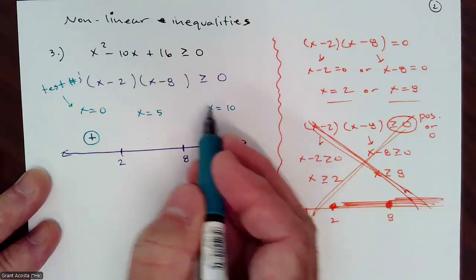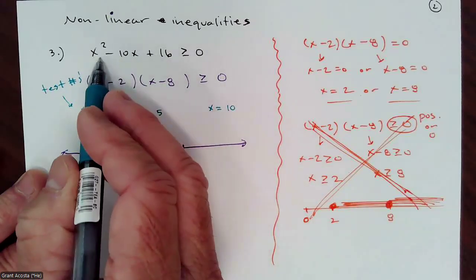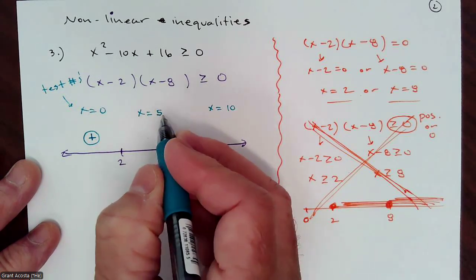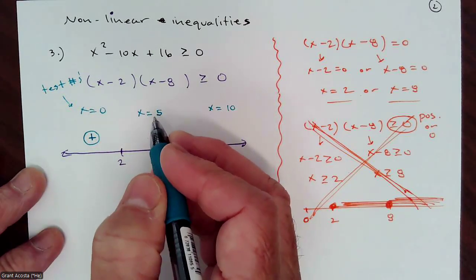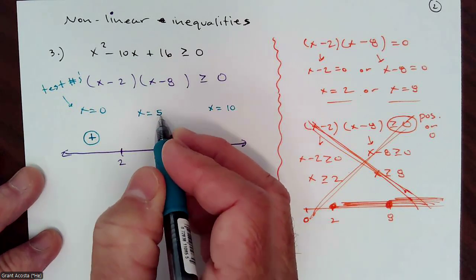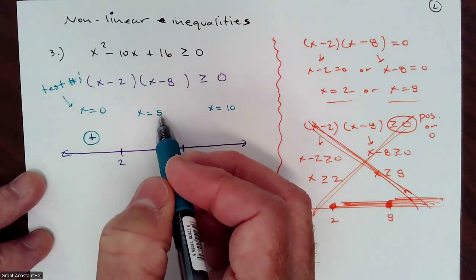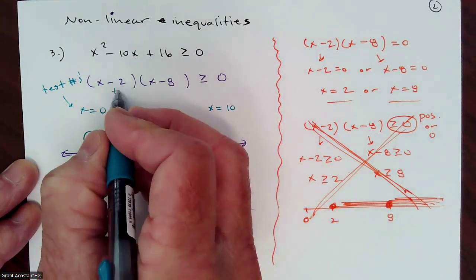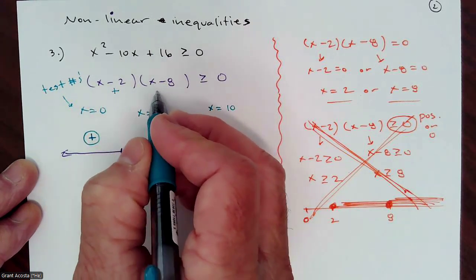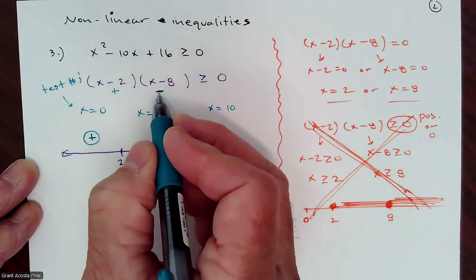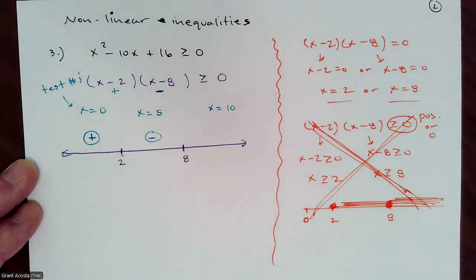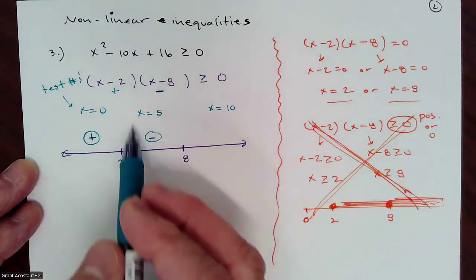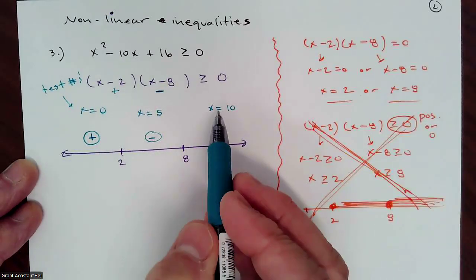Now, plugging in 5 and 10 might be a little more difficult here, so I usually use the factored form. When I plug this in, all I'm really concerned about is the sign of my answer, whether I get a positive or a negative. So you don't actually have to work out the numbers. Here's what I mean. If I plug 5 in, 5 minus 2 is a positive answer. 5 minus 8 is a negative answer, and a positive times a negative gives me a negative. So I put a negative there. Any number between 2 and 8, if you plug it in here, will produce a negative number.